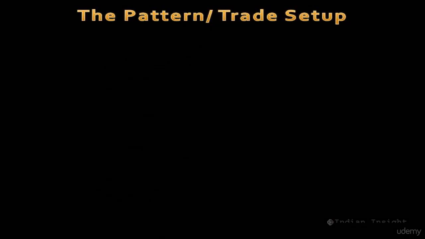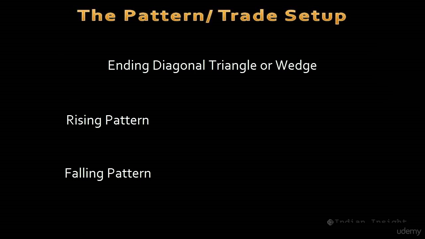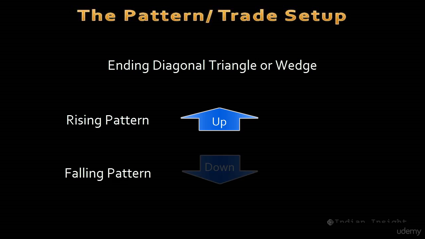Now this pattern is called the ending diagonal triangle or a wedge. This pattern may be a rising pattern, referred to as the rising wedge, or a falling pattern, referred to as a falling wedge. The words rising and falling refer to the overall price movement as the pattern develops. So in the case of a rising wedge pattern, prices move up as the pattern unfolds, while in the case of a falling wedge, the prices move down as the pattern unfolds.